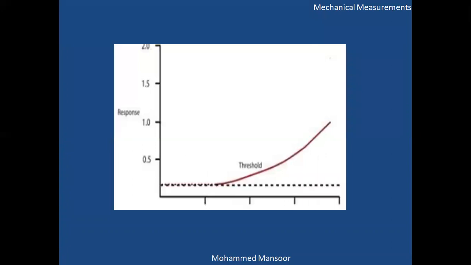Let us see. Here the graph shows the threshold. On the x-axis we are taking the input values, and on the y-axis it is the response. Up to a certain input there is no response. After a certain value the response is increasing, and there will be a detectable response. The point from where the graph is increasing, where the curve is emerging, can be called the threshold value, the minimum value for the output to be given.